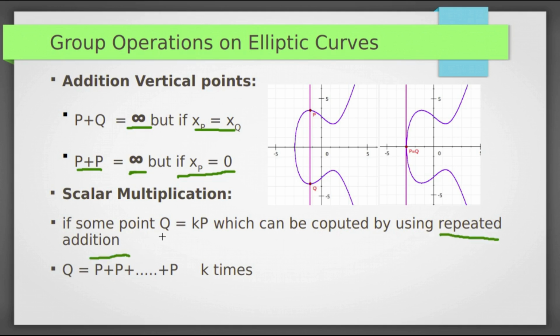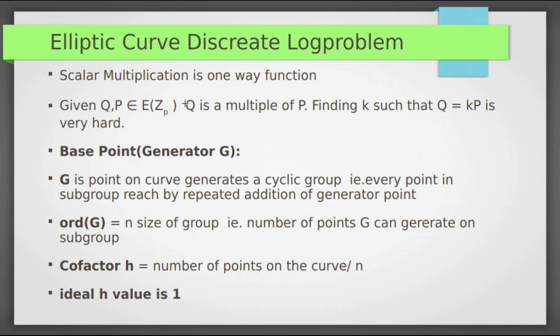If some point Q equals K into P, which can be computed by using repeated addition, Q equals P plus so on plus P, we have to repeat it K times. This scalar point multiplication is used in elliptic curve cryptography as a means of producing a one-way function.